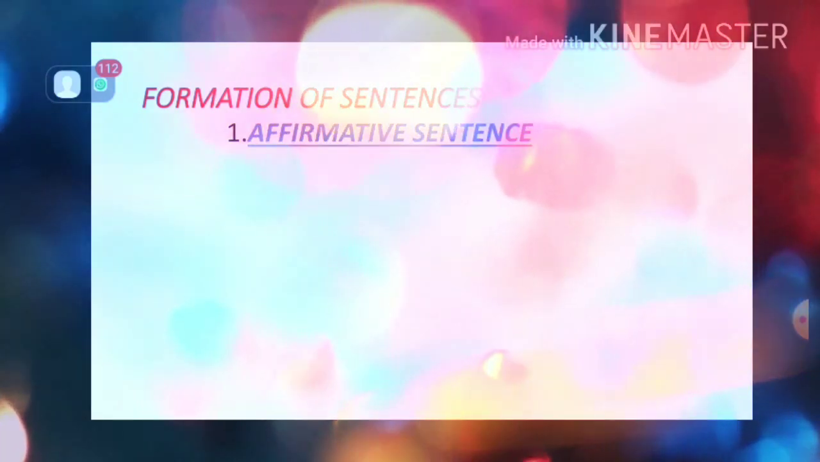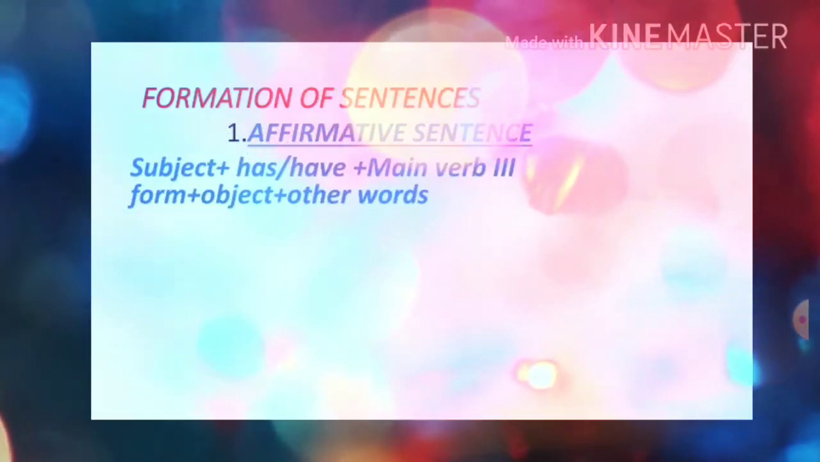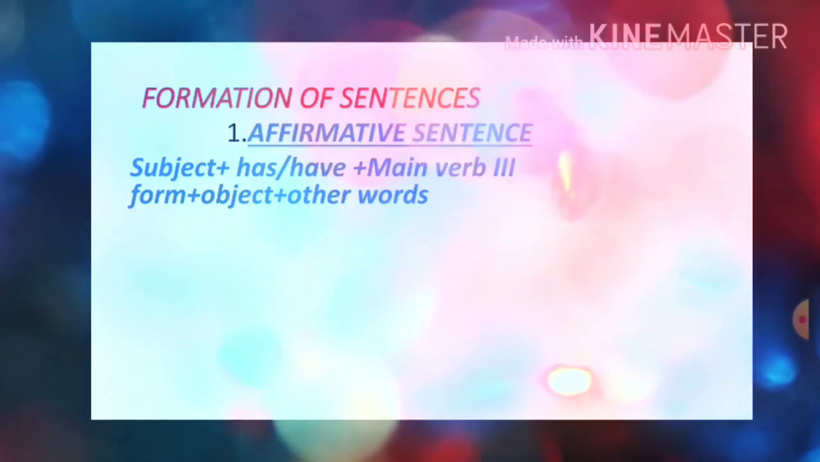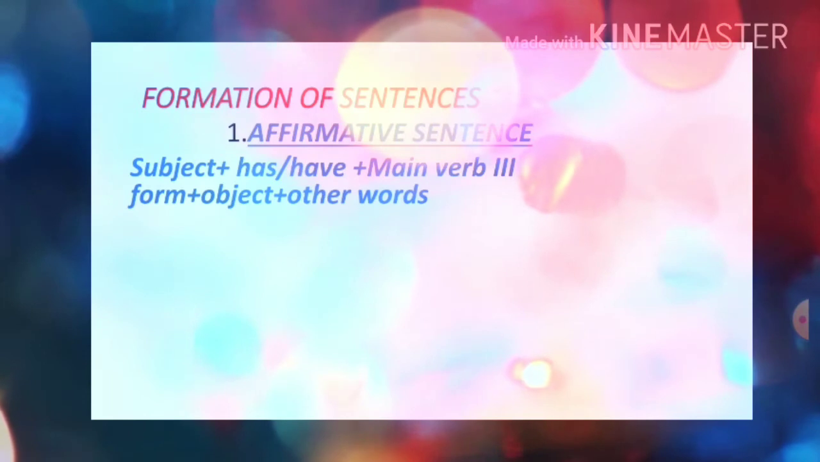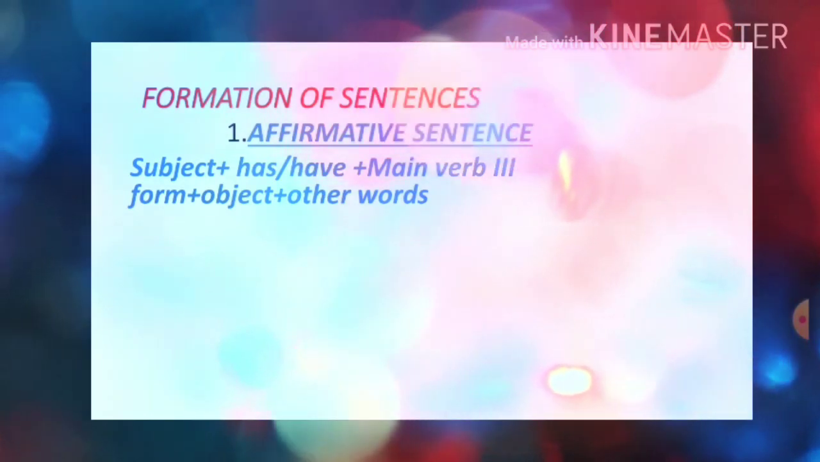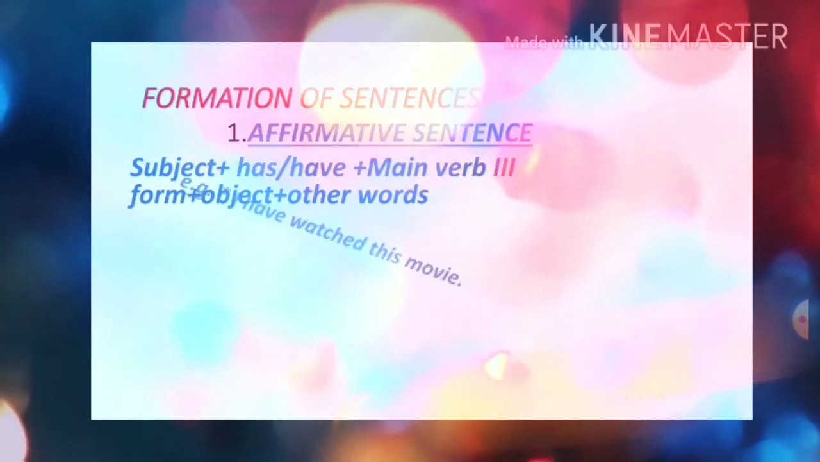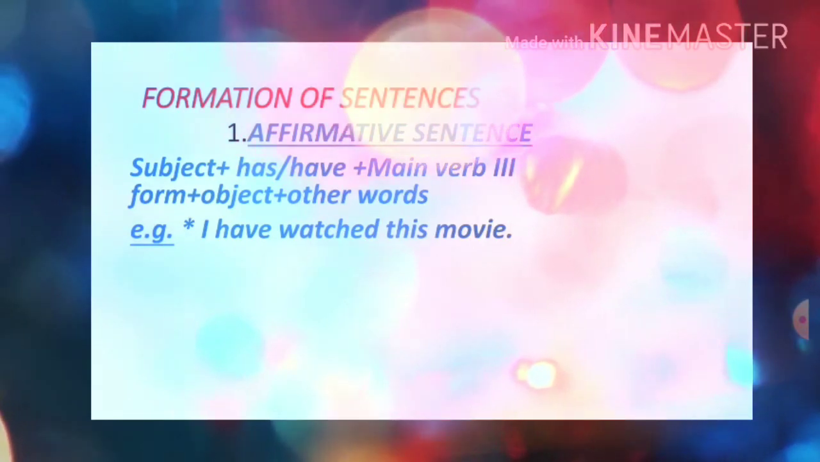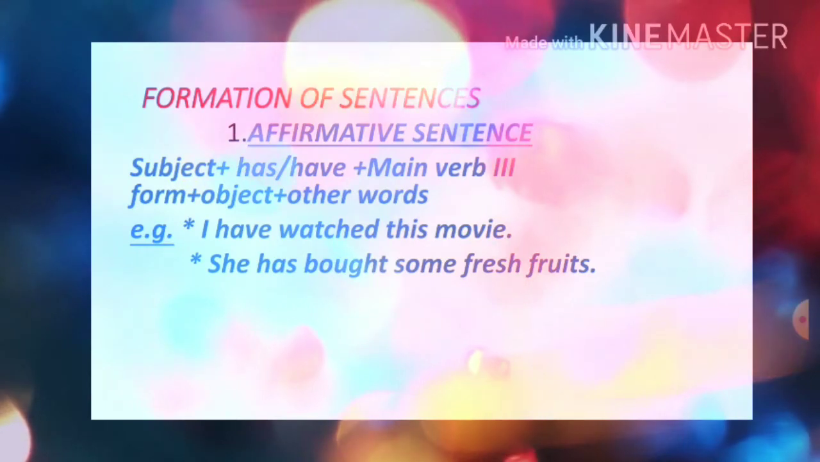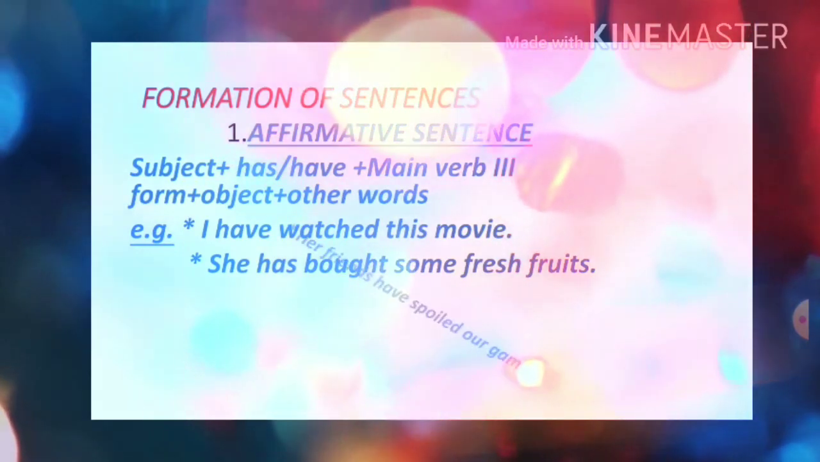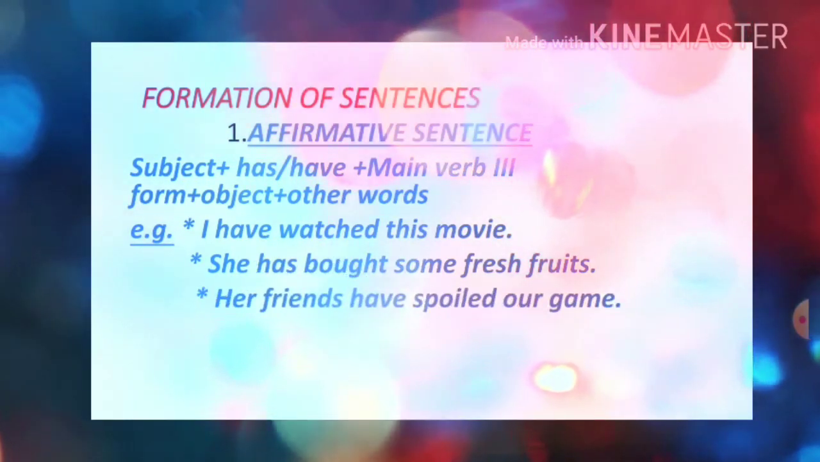Now let's start with the formation of sentence. If we talk about the formation of sentence, let's start with the affirmative sentence. As the structure is given here: subject plus has or have plus main verb third form, object, other words. So here has or have is the helping verb and the main verb is in third form. For example, I have watched this movie. She has bought some fresh fruits. Her friends have spoiled our game.